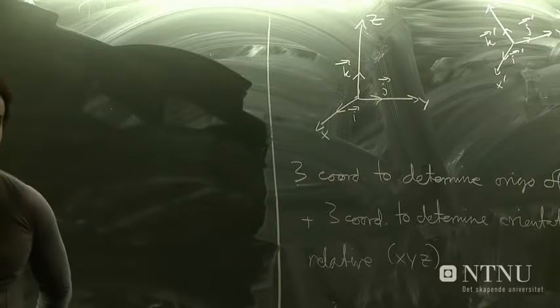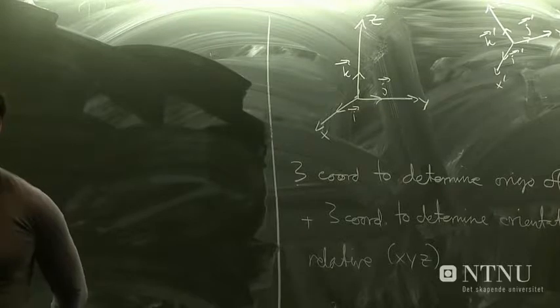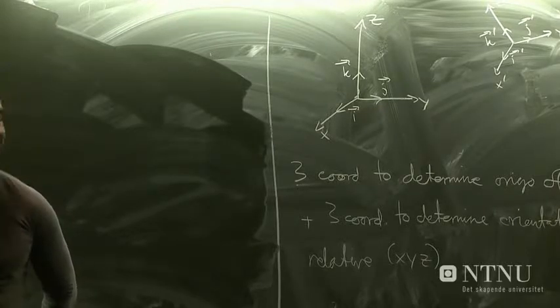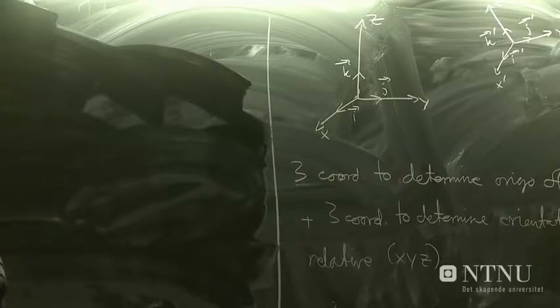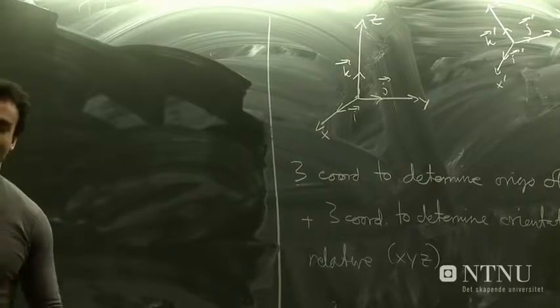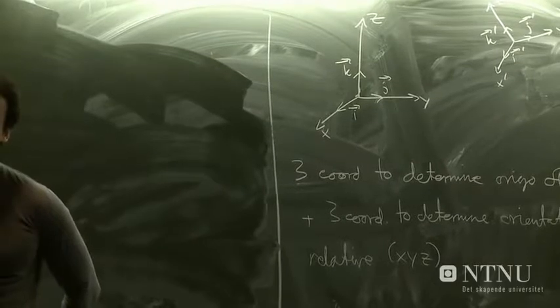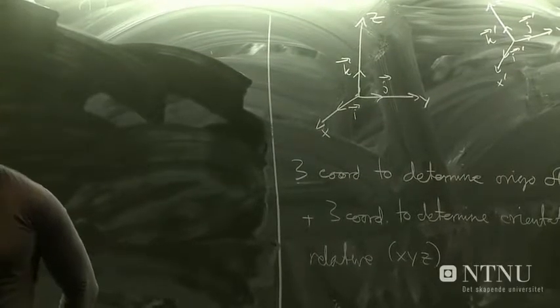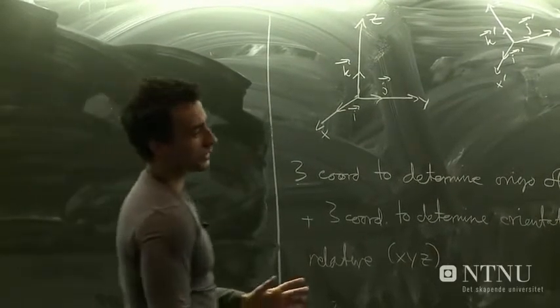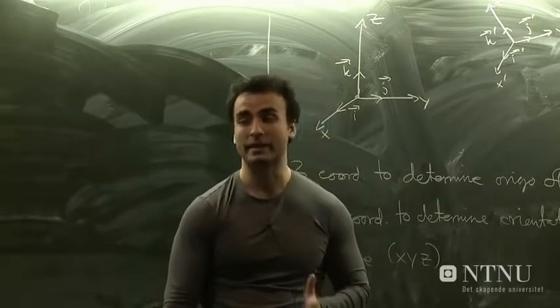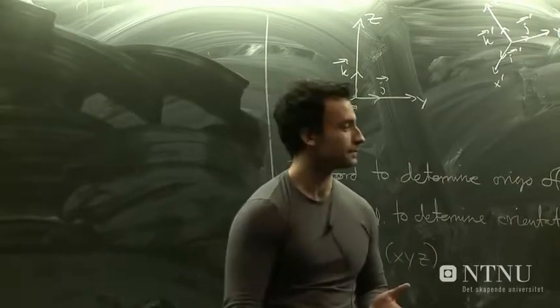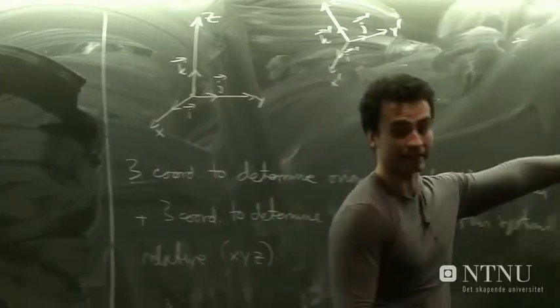What do you think? There are two possible answers. I see a thumbs down, okay? How come? Because they're not independent. Exactly. The generalized coordinates we want to use for a Lagrangian have to be independent. And these are not independent.